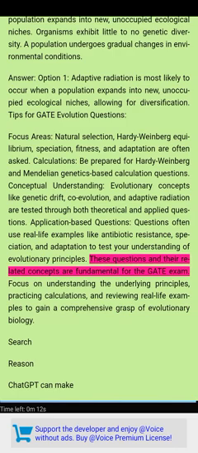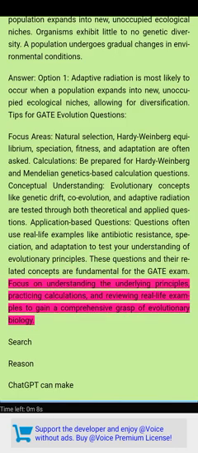These questions and the related concepts are fundamental for the GATE exam. Focus on understanding the underlying principles, practicing calculations, and reviewing real-life examples to gain a comprehensive grasp of evolutionary biology.